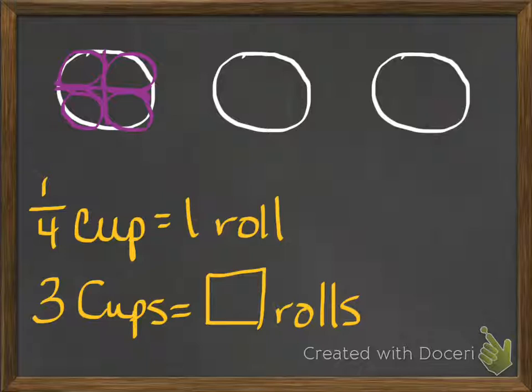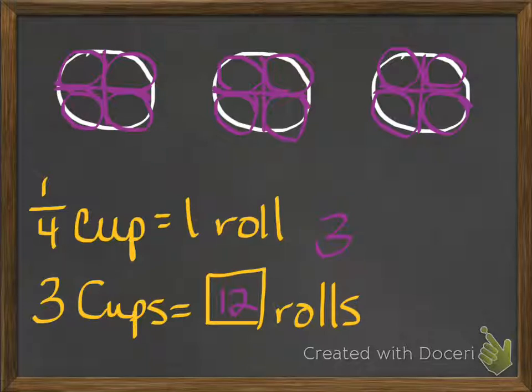Then I'm going to do that with all the others. So I've got 4, 5, 6, 7, 8 rolls of sushi, 9, 10, 11, 12. So 3 cups is going to equal 12 rolls. So ultimately, 3 divided by 1/4 is going to equal 12.